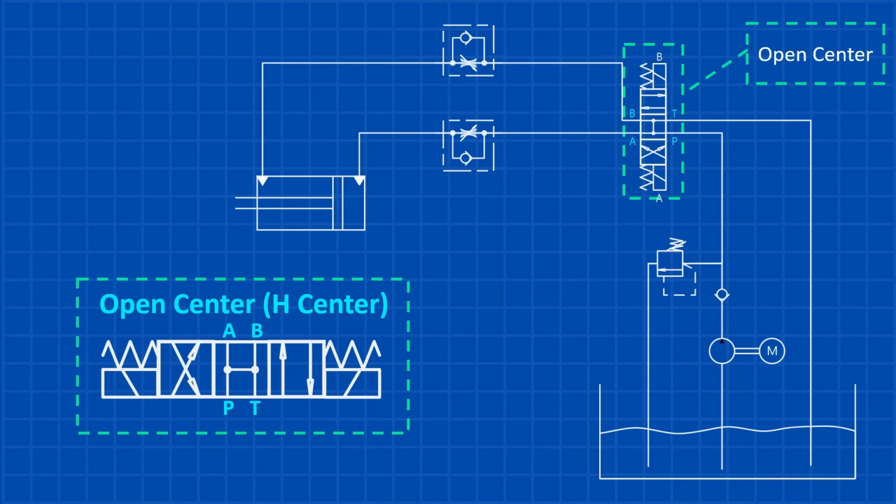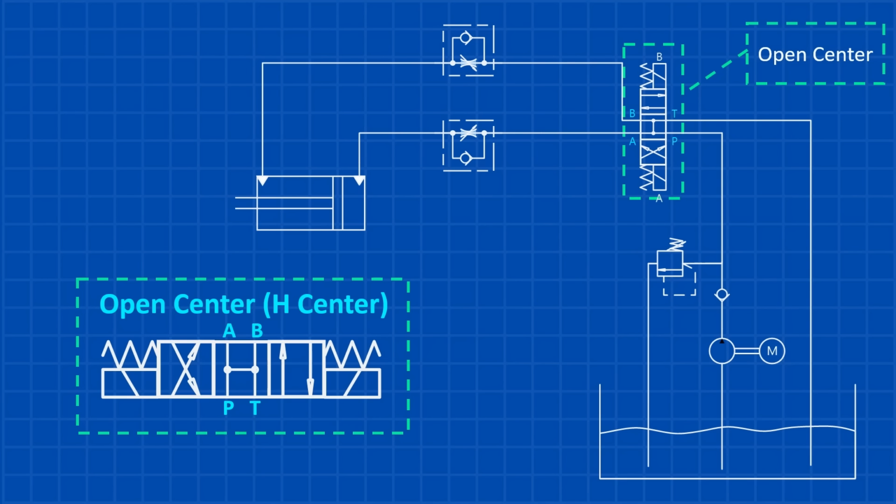Next is the open center hydraulic valve, also known as an H-center valve. When the valve is in the neutral position, the work ports are open to the tank, meaning the actuator isn't locked or held steady. It's free to move if there's an external force acting on it. At the same time, fluid flows freely from the pump back to the tank, which reduces pressure to nearly zero.